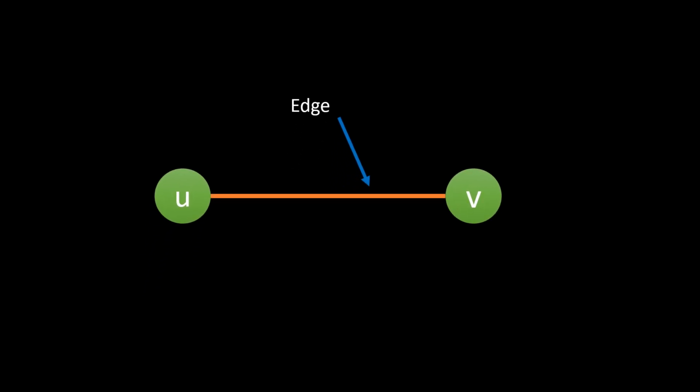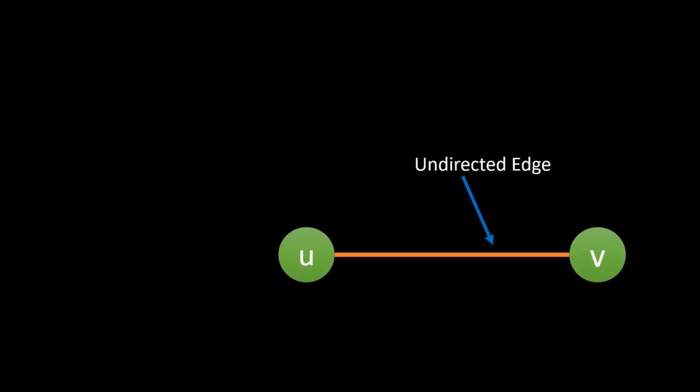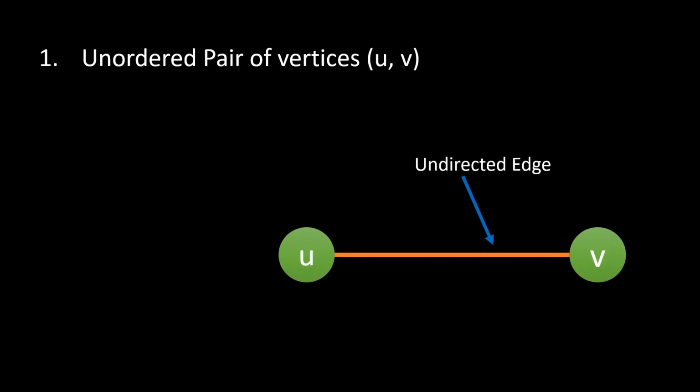When we see this graph and focus our attention on the edge, we see there is no arrow to show the direction of the edge. This type of edge is called undirected edge. An undirected edge has an unordered pair of vertices. We can write the pair as (u, v) and (v, u). Railway lines are a good example as they run in both directions.